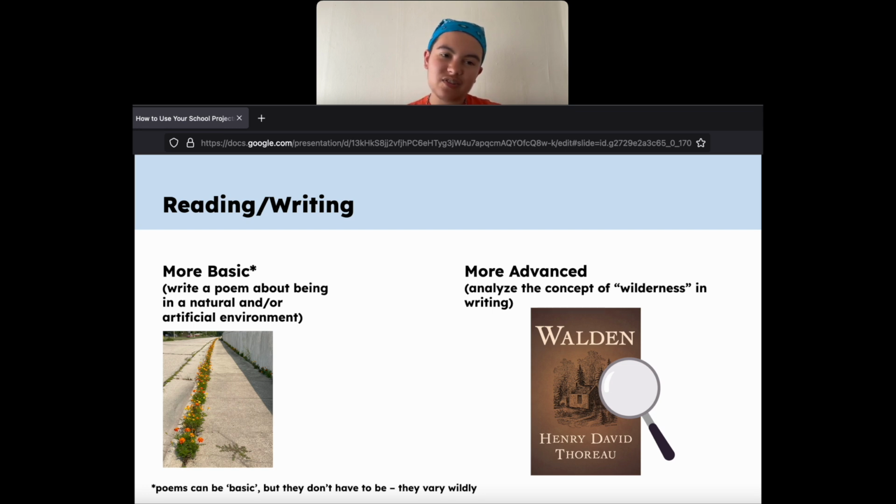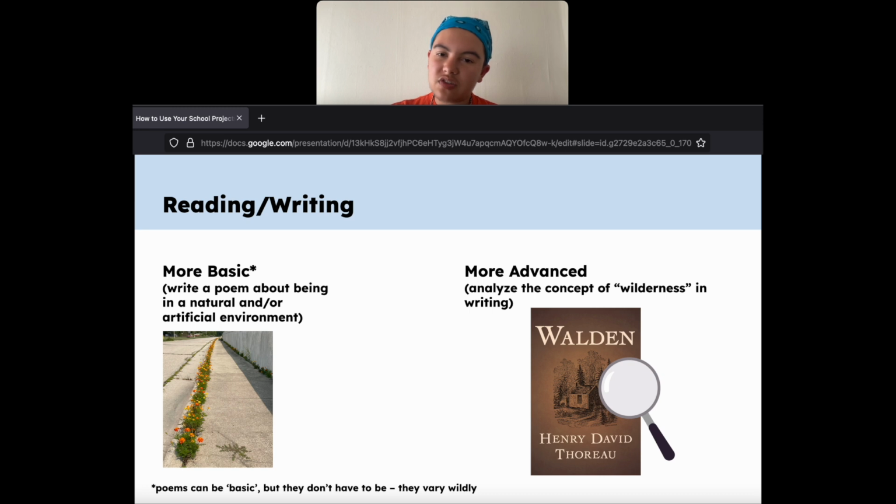Also, I put the asterisk there. Poems can be basic, but they don't have to be. They vary wildly. A poem could be bringing in all sorts of thoughts and ideas, or it can just be something that you write to get your feelings out. So it really depends on what you put into it. So do all of these projects.